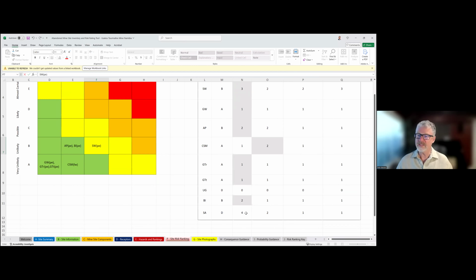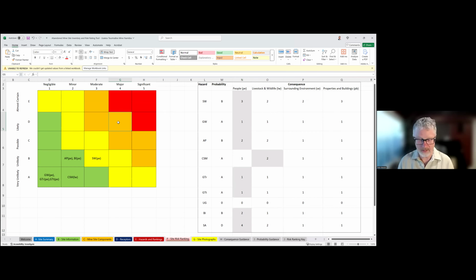And then the last one, which I haven't done, is here, which was the safety issue. So the highest is to people again. So the safety issue is actually D4. So up here, so safety, again, to people. So that is now my matrix filled out.